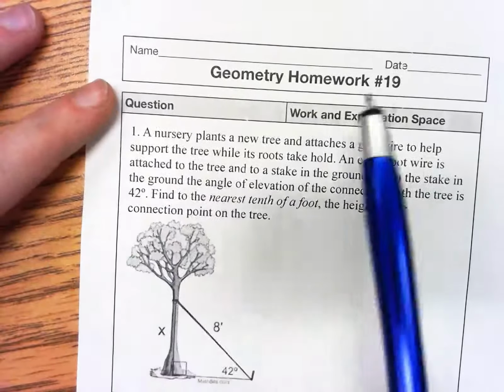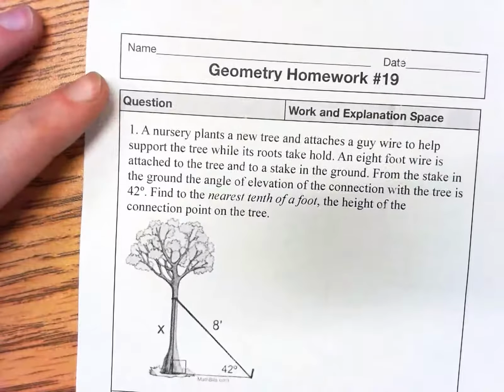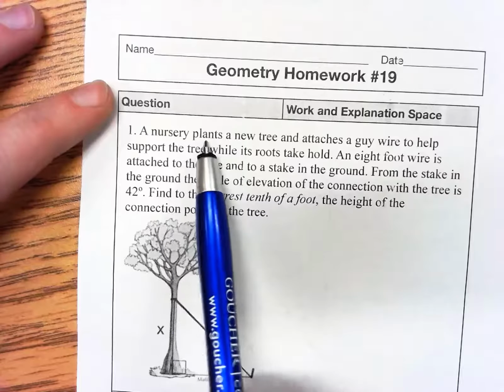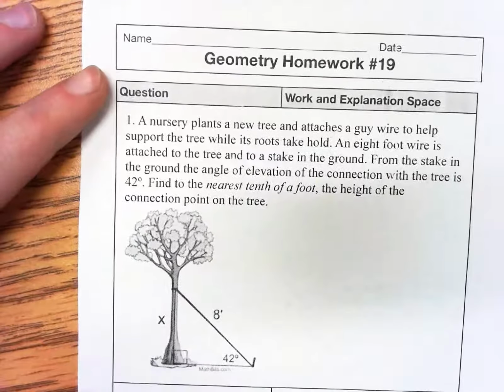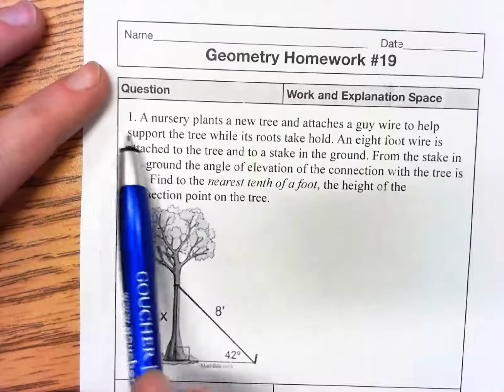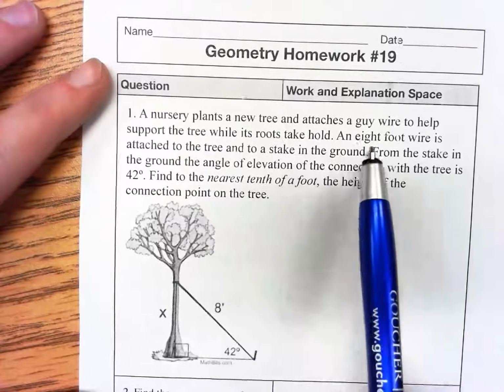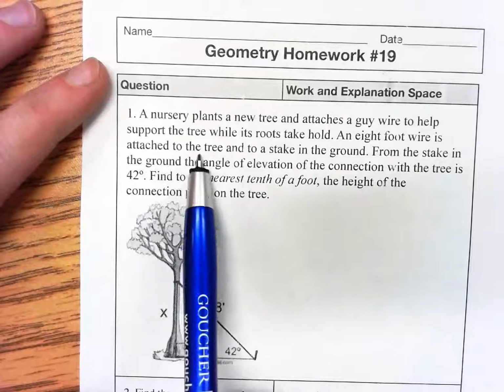This is question number 1 from geometry homework number 19. The question says, a nursery plants a new tree and attaches a guy wire. A guy wire is like a wire that will help keep the tree straight to help support the tree while its roots take hold. An 8-foot wire is attached to the tree and to a stake in the ground.